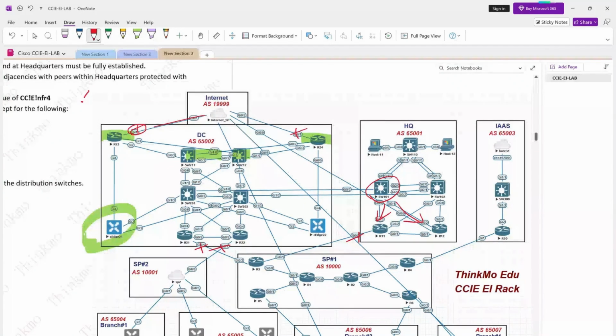And then, in addition, there is one last requirement, which is redistribution. We'll look at that in a moment. Let me mention it here.